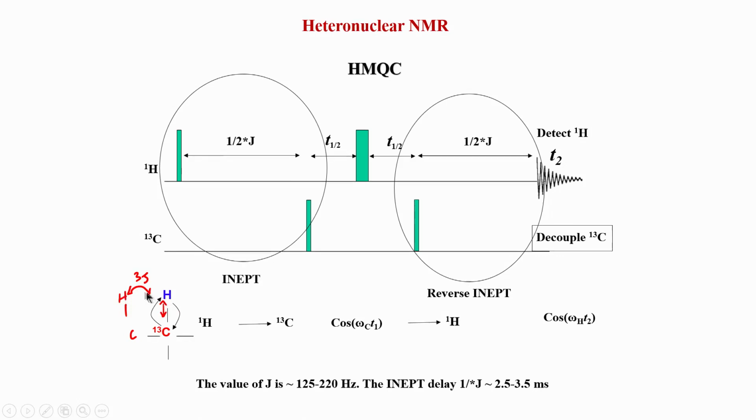And not only this proton, there could be another proton on this side. So there could be several proton-proton couplings which are actually present and evolving during this T1 period, and that comes into the expression here, although we have not shown it for simplification. That causes a decrease in the resolution of the spectrum, because the peak starts splitting because of the J coupling, and that degrades the resolution.